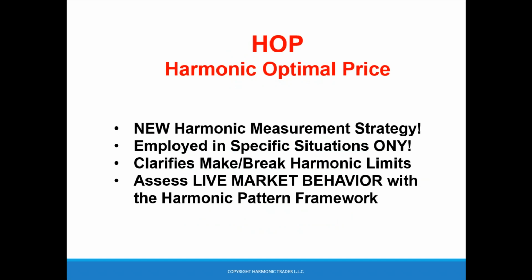And we're going to get into this HOP concept, harmonic optimal price level, this optimal price for execution, where we're looking at an additional structural measurement to help give us that make-or-break tolerance, that absolute limit, because we know that the patterns give us that minimum zone concept of how far any market can move.